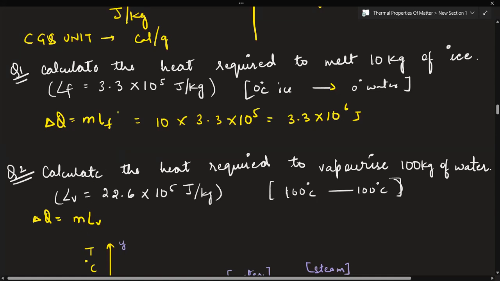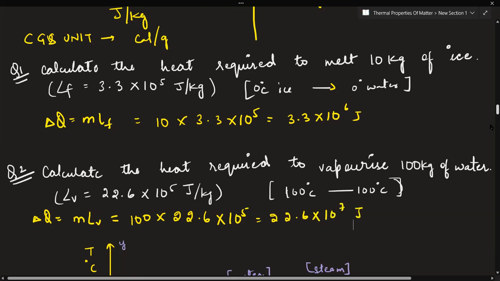In order to differentiate it from the other, because it may happen that in a question, different kinds of latent heat are provided to you. So the question will write it like this, LF, LV. These are two separate questions: this is for the fusion case, this is for the vaporization case. You may get questions that are mixed up, but you just have to identify what type of latent heat is given. So mass is 100. Latent heat is 22.6 into 10 to the power 5. So this will be 22.6 into 10 to the power 7 joules.